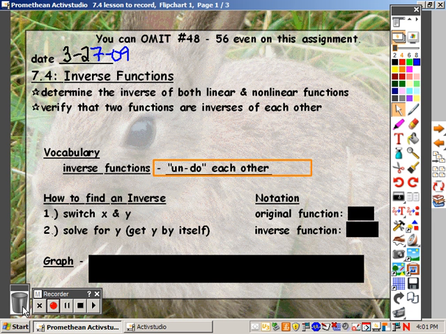So what do inverse functions do? They undo each other. How do we find an inverse? We switch x and y, and then we solve for y, or get y by itself.